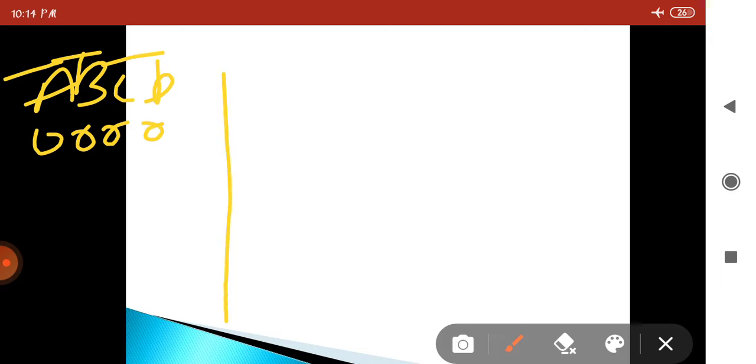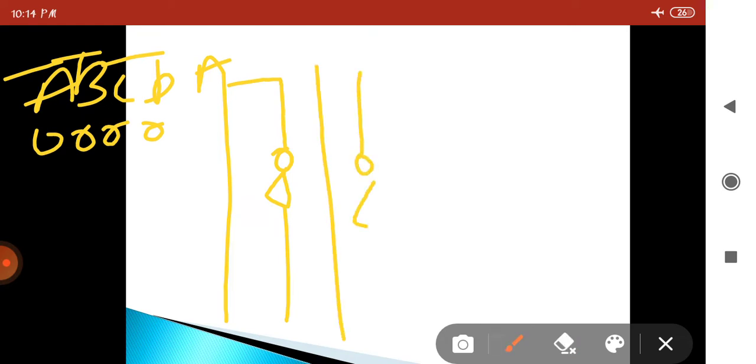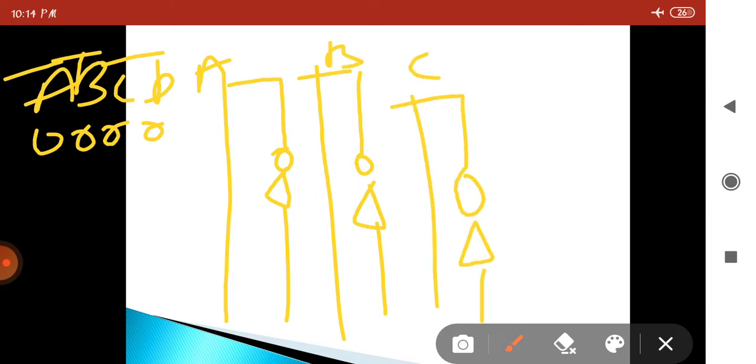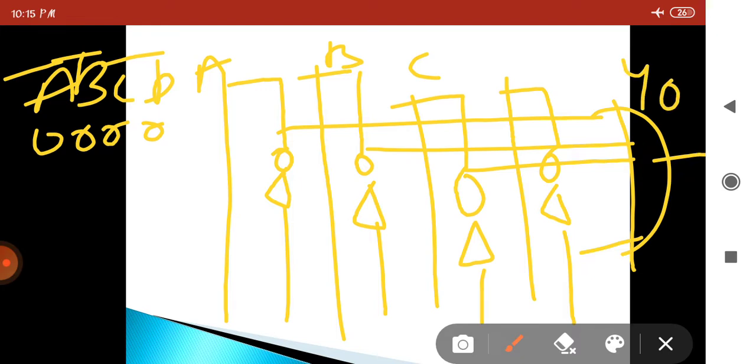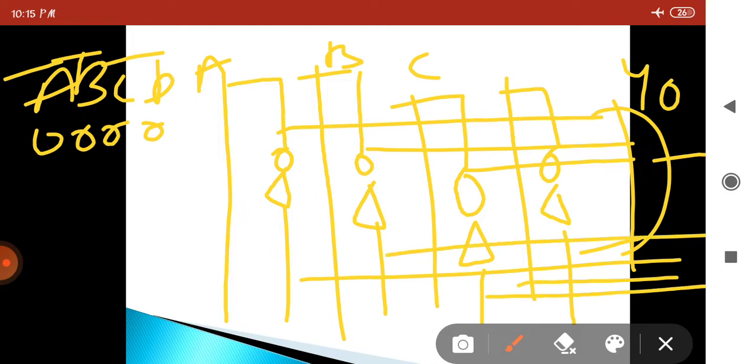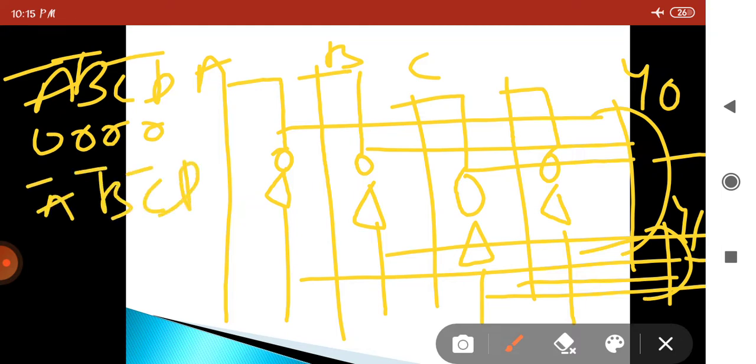First number. Can we write it? A, B, C, D. Can we use it like that? 1, 2, 3, 4 inputs using the AND gate, it is Y naught. Y1, can we write it? A bar, B bar, C bar, D. Y1 is A bar, B bar, C bar, D. Can we use it like that?